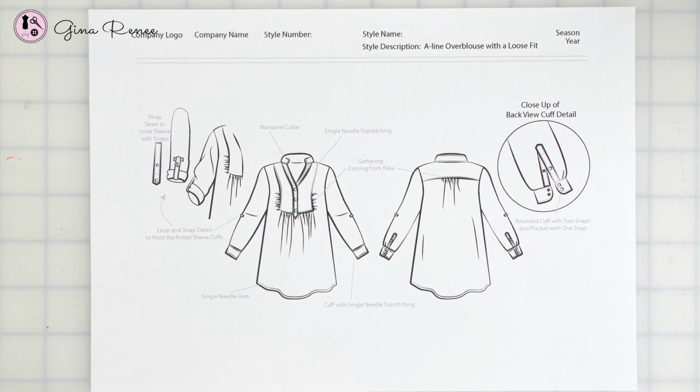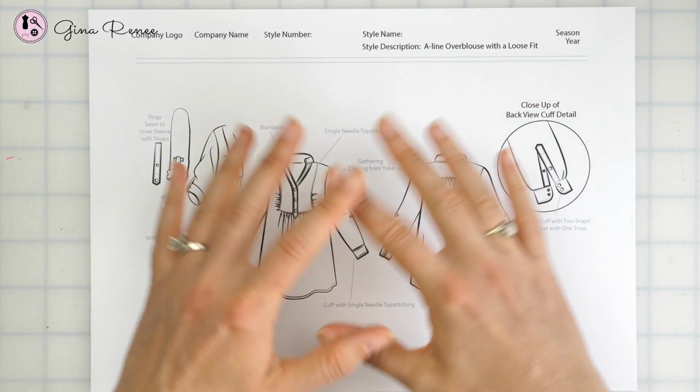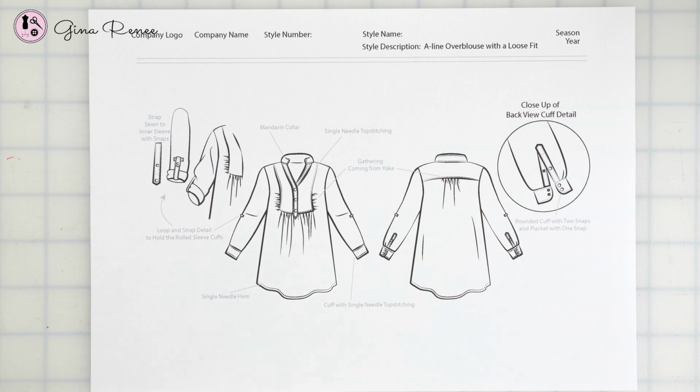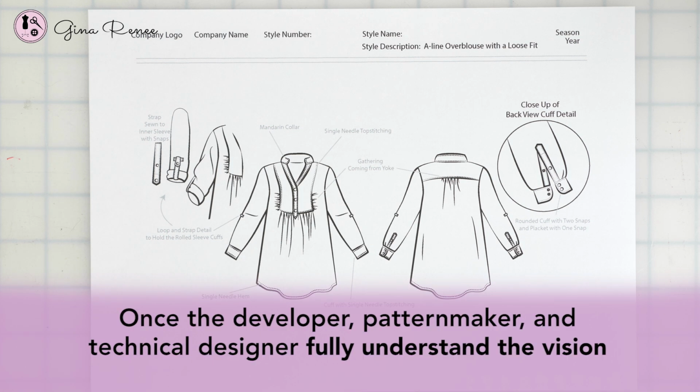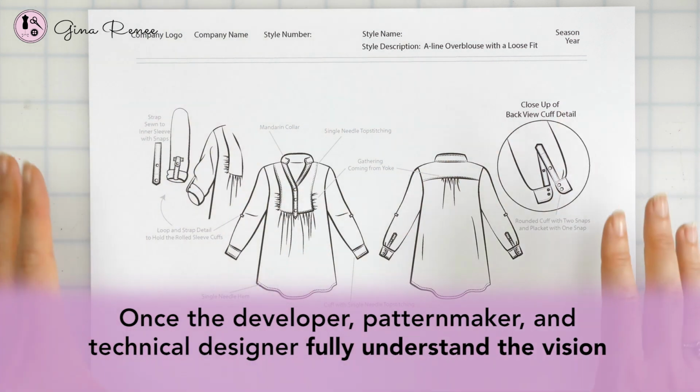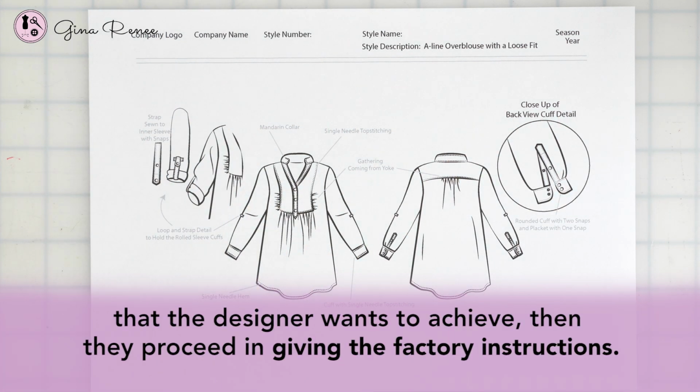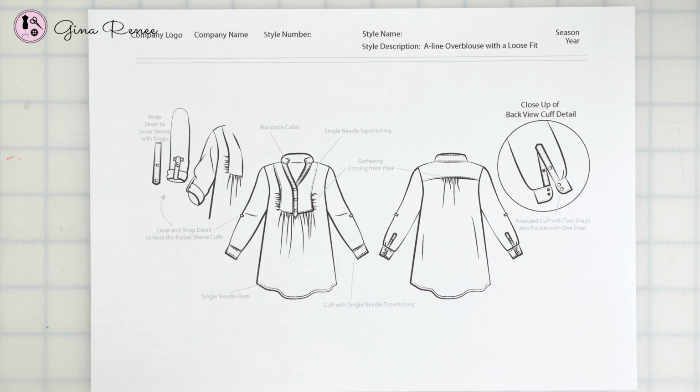It's up to the pattern maker or technical designer and developer to bring up any topics that are not feasible in the creation of that product. This happens during the handover from design to those product creation team members. Once the developer, pattern maker, and technical designer fully understand the vision that the designer wants to achieve, then they proceed in giving the factory instructions on the construction of the garment or workmanship, and the pattern maker will start creating the pattern, or the technical designer will give any sort of measurement details to the factory for them to make the pattern.